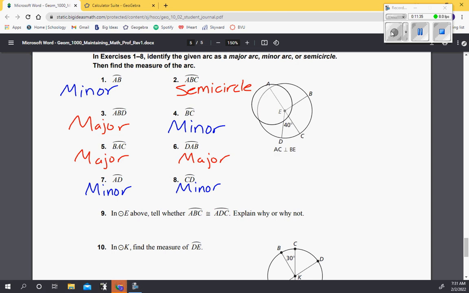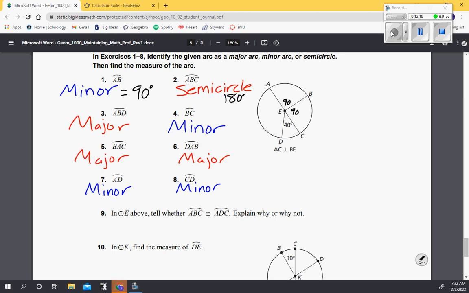So AB, we talked about the information given here that this is perpendicular to this, so we have a right angle. So this is 90 degrees from A to B. ABC is a semicircle, so that has to be 180 degrees. And let's start labeling these. Yeah, 90, 90.